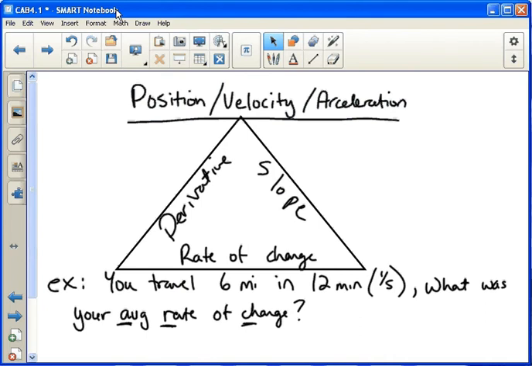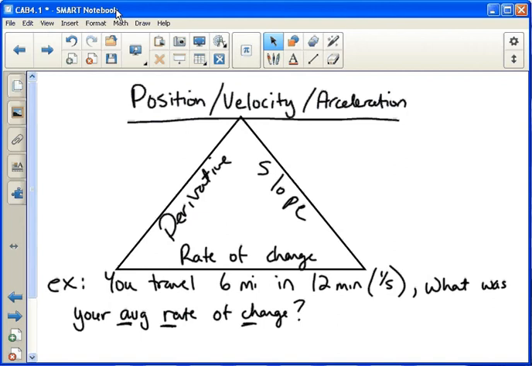Today we're going to talk about position, velocity, and acceleration. This is really one of the most accessible applications for derivatives. We'll talk more about how these things relate as far as derivatives, but we're going to start by just reminding you that derivatives, slope, and rate of change are all connected to each other.